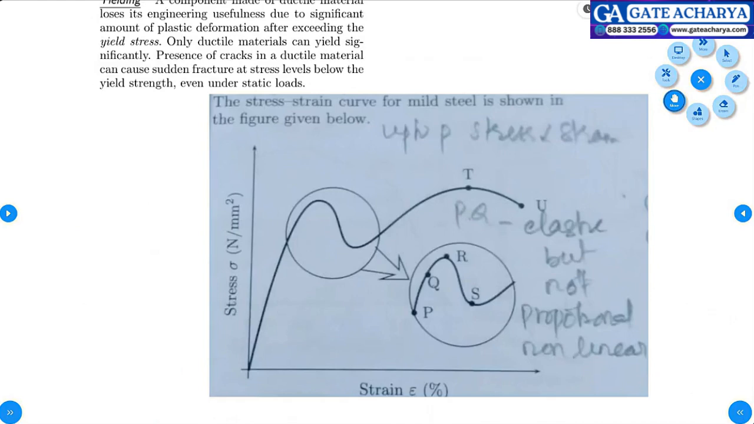From P to Q, then from Q to R is called the upper yield point. S is called the lower yield point. So P is the proportionality limit, Q is the elastic limit, R is the upper yield point, S is the lower yield point. This is the stress-strain curve for the mild steel material.